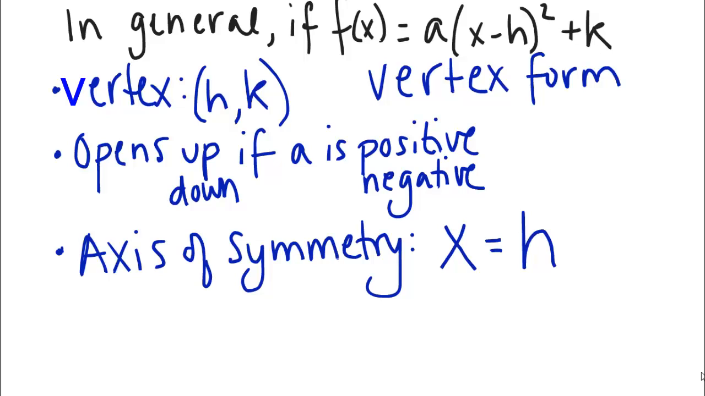But I love, love, love vertex form because it's usually easy to graph out of, and we saw a couple of examples. It's not so bad to solve for the zeros of that function. So these are just some quick summary of some things that we know about it. So I encourage you to try to graph some more parabolas. Good luck!